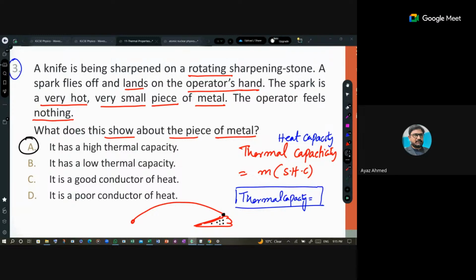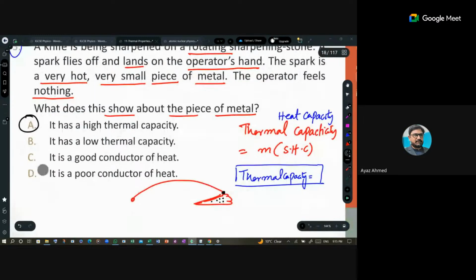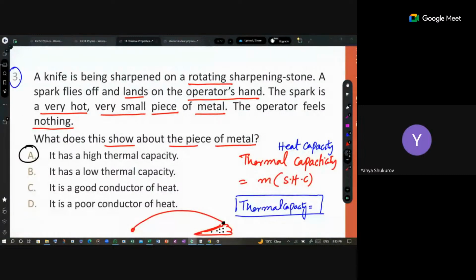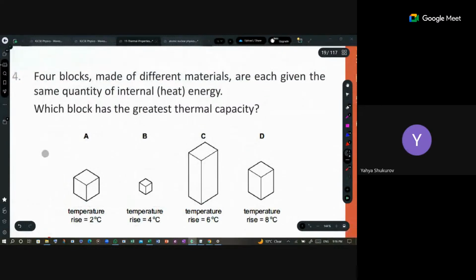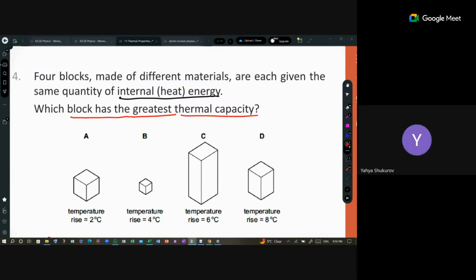Got it? Is it clear? Yes, clear. No problem. Good. Okay, now come to this question. This is another. Oh, I was not to reveal the option, but I did. Four blocks made up of different materials are each given the same quantity of internal energy, or heat energy, right? The question is which block has the greatest thermal capacity.